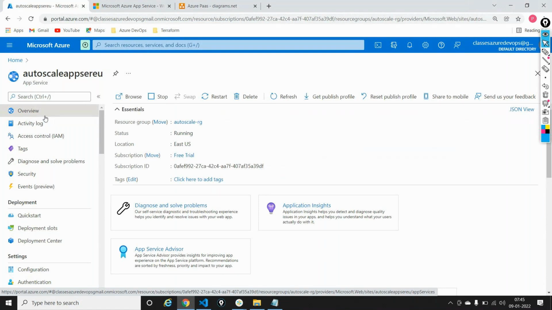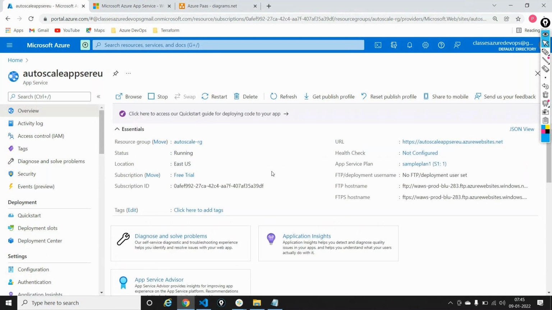But in a real-time environment, when you put a minimum of 2, the plan should be something like S1 colon 2, or S1 colon 3 if you have 3 instances running in the backend, or 3 instances that you want to manage in the backend.